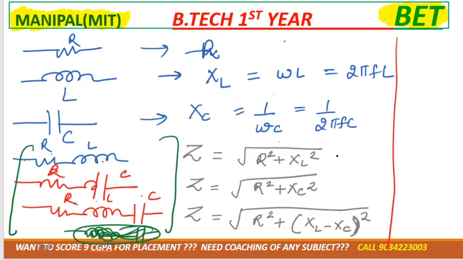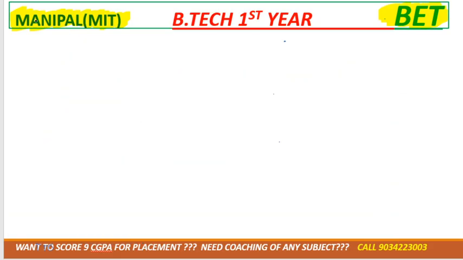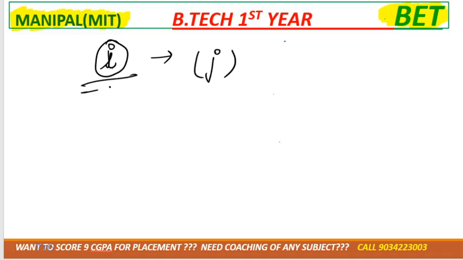Sometimes you need to learn these formulas in the complex form also. Okay? Complex form means J form. Like in maths, remember, what did we study in complex numbers? We studied i, meaning iota. The same iota is denoted here by J. In maths it is denoted by iota; in science, in B.Tech, it is denoted by J.